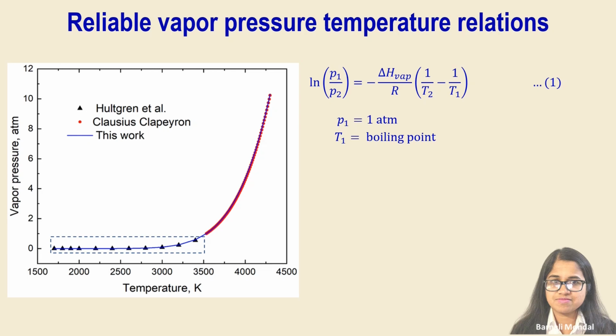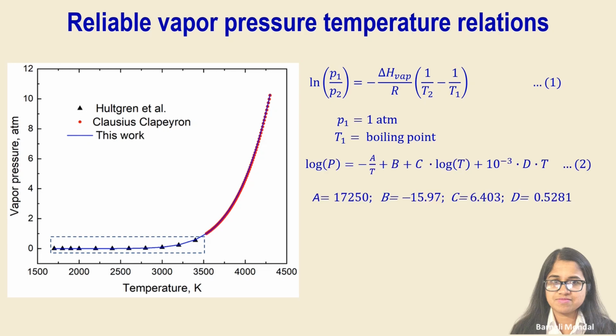provide the coefficients A, B, C, D of this equation number 2. This equation is represented by the blue line in the figure and is able to represent the vapor pressure of silicon from 10 to the power minus 8 atmosphere to 10 atmosphere. This relationship also correctly predicts the boiling point of silicon and has a low RMSE error of 0.064. The RMSE error is calculated based on the difference between the vapor pressure temperature relation using the optimized coefficients of the genetic algorithm and that of the data that was used as an input to the genetic algorithm model.